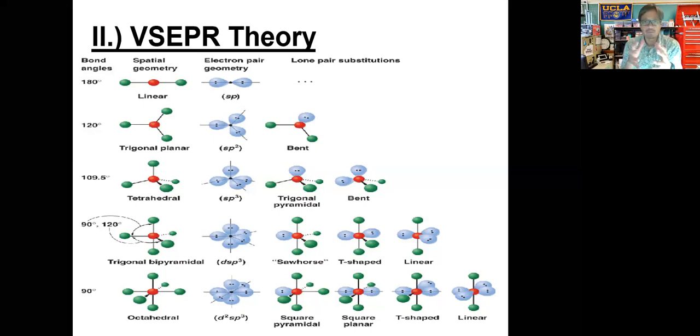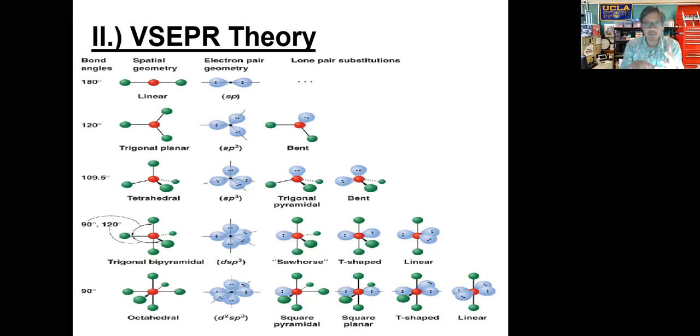I really want you to be able to make the connection between the geometry of a molecule and the hybridization. We learned about hybridization before we got off on break, and I think it was a difficult topic for many of us to wrap our minds around. One of the things that was very difficult was how we determine the hybridization of a given atom when it's part of a molecule.